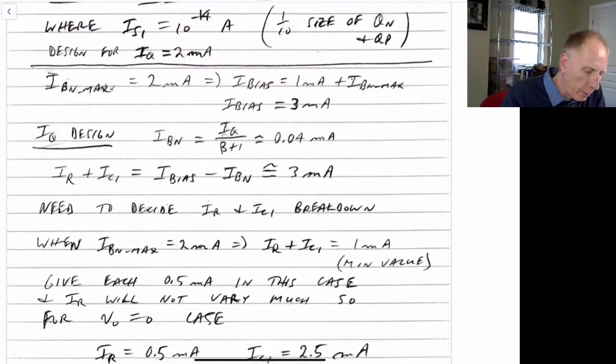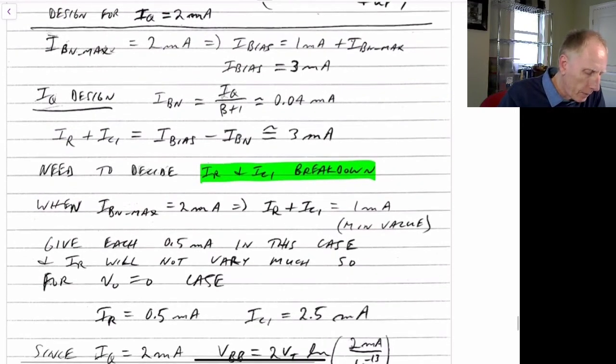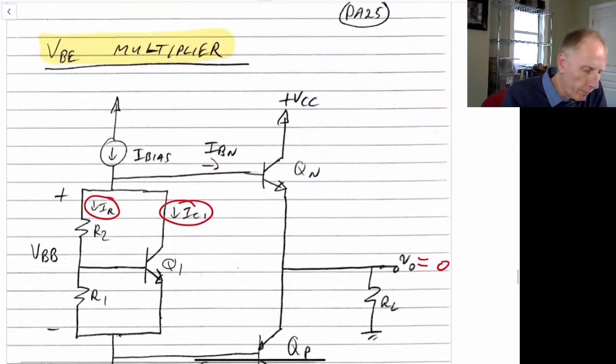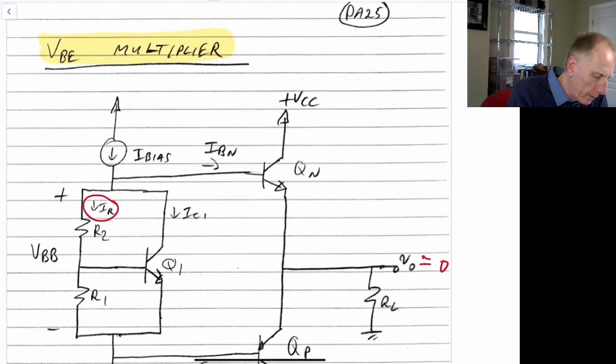So we need to decide on our breakdown. Well, in the case when we have 2 milliamps going into the base current of the NPN transistor, then we only get 1 milliamp that goes down through here. So in other words, when Vout is equal to 0, let me just get rid of this for a second. When this is equal to 0, then this plus this is equal to 3 milliamps.